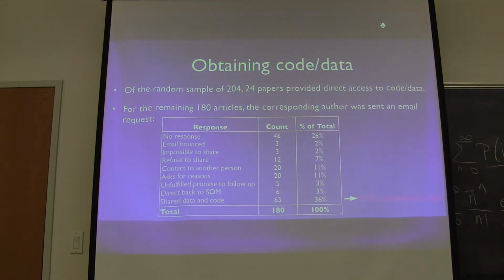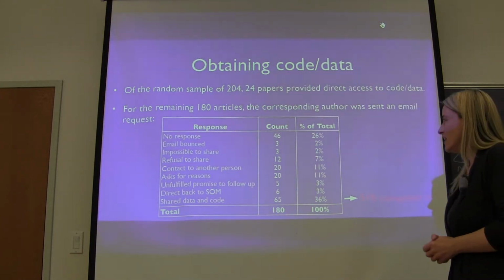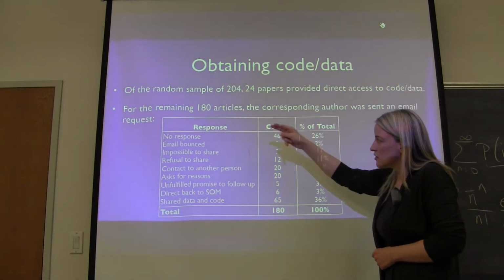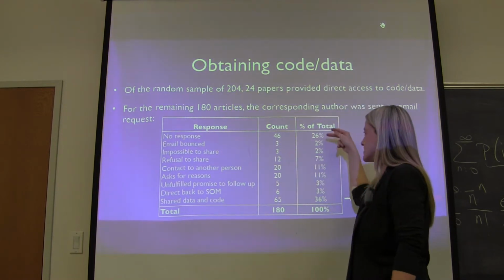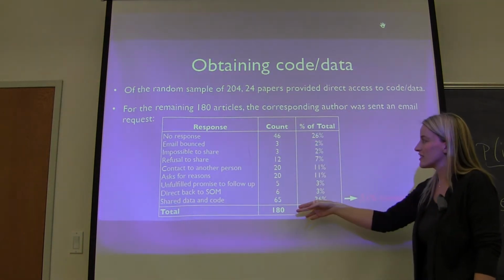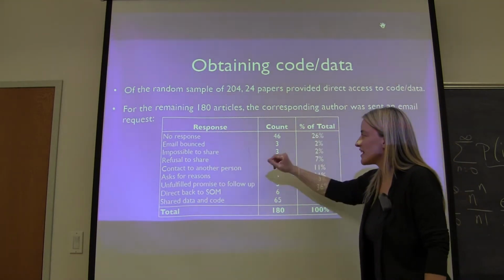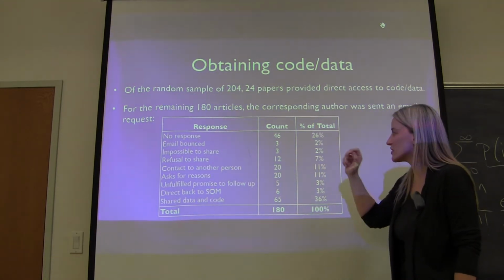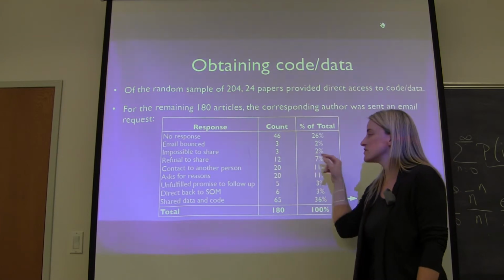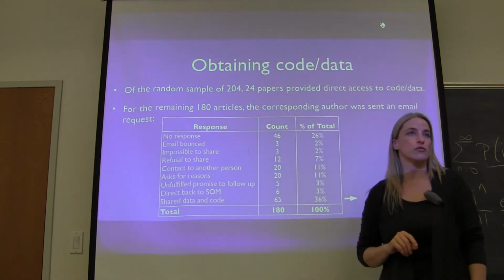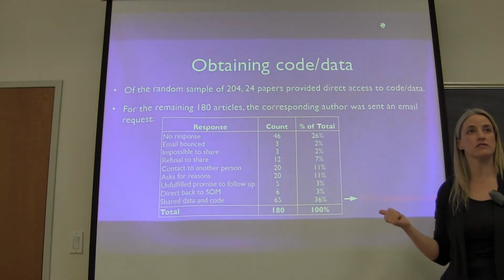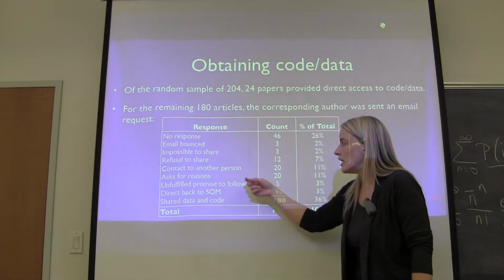We went through IRB at Columbia, and everything got approved, and we finally sent the email. No response, email bounced, so that was 49 out of 180. And I got things like, well, it's impossible for me to share code or data. I refuse to share it. You need to talk to someone else. I emailed corresponding authors, so people should have been responsive.